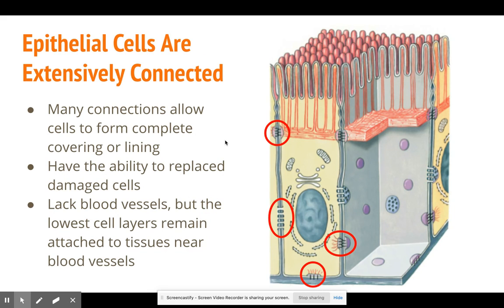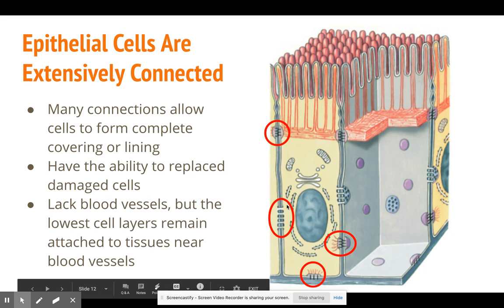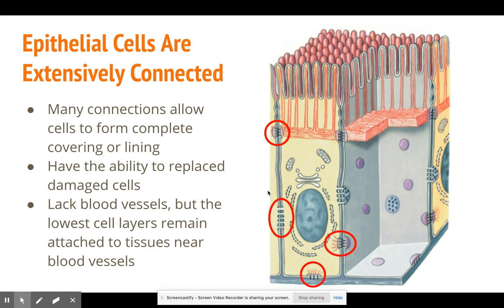Now, if you look at this picture, you see all the circled areas in red. These are showing the connections between the epithelia. These connections are pretty important, because they allow the cells to form complete coverings or linings. It's like when you're stitching, let's say you're making a quilt. You have all these separate little boxes, then you have to stitch them together. That's essentially the connections that epithelial cells make.